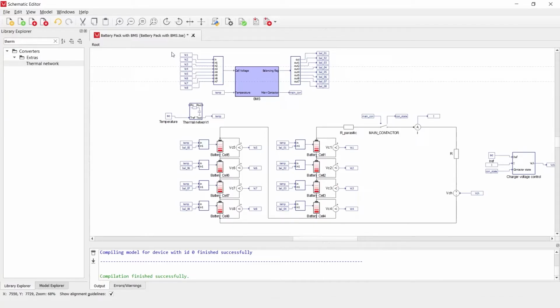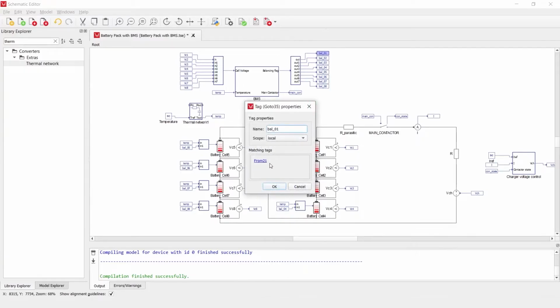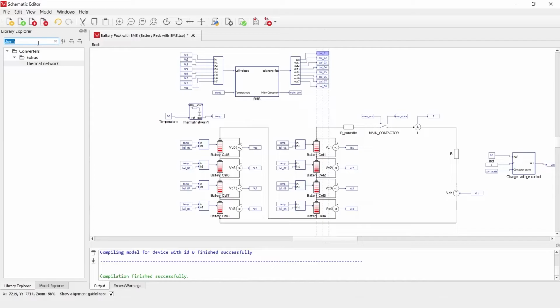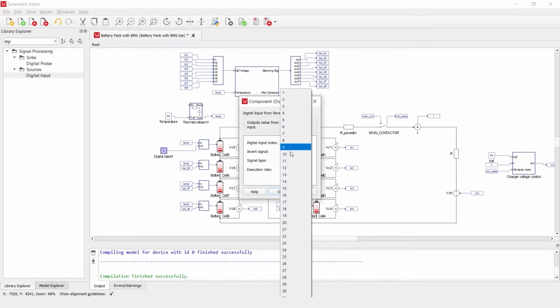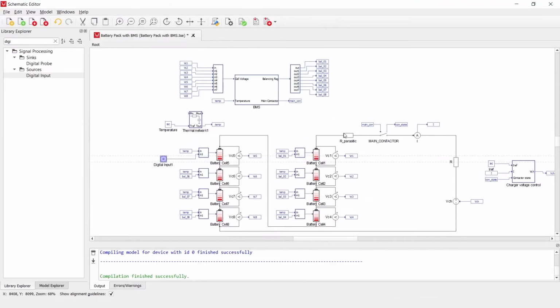Then the next step would be to externalize this code into a microcontroller to test the microcontroller, which would then do the same thing that this battery management system is doing, but not with the go to and from tags, but from the digital inputs and digital outputs of the hardware in the loop device. So instead of having a balancing tag, in this case, where we have the controller in the loop, we have the option to connect the digital input and then to specify the digital input index.